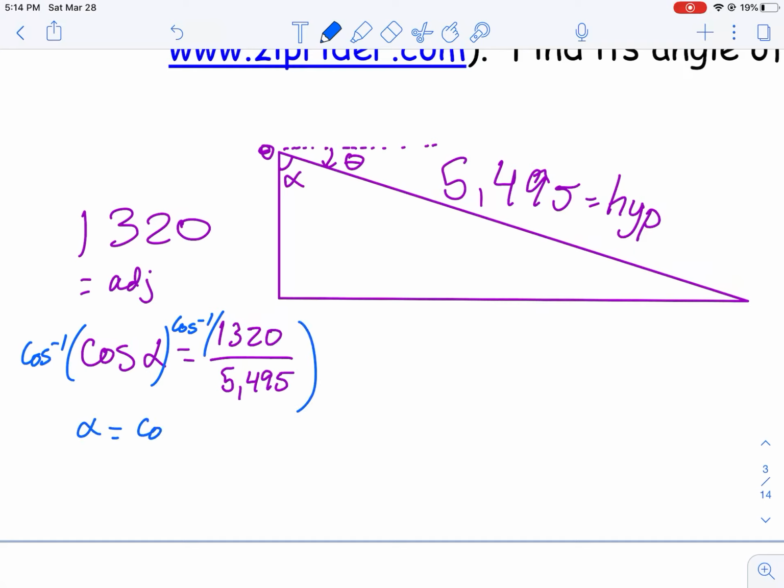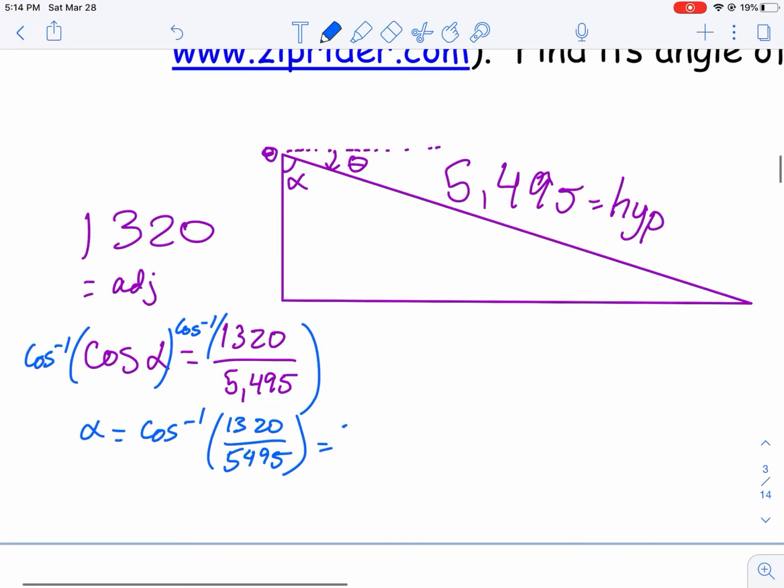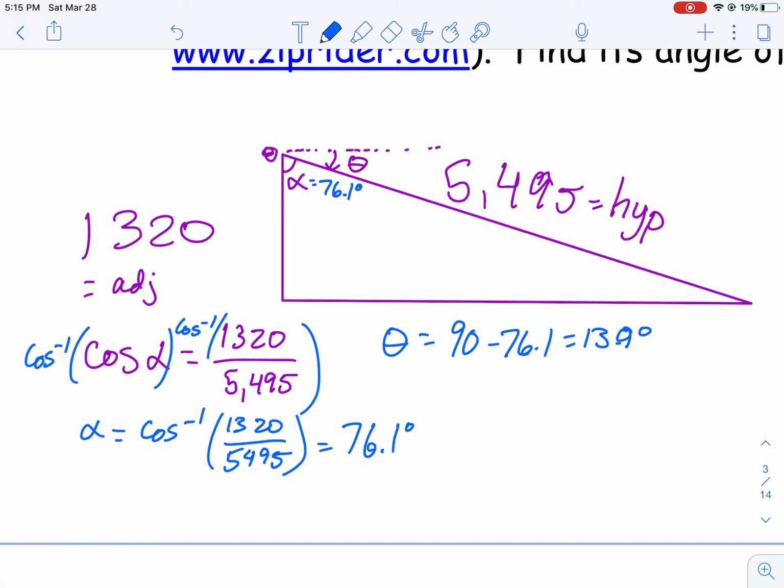So alpha then is the inverse cosine of 1320 over 5495. When we type that in the calculator, we get 76.1 degrees. So we know alpha, 76.1 degrees. To find theta then, we just got to take 90 degrees minus that, because this is a right angle here, and that gives us 13.9 degrees. So the angle of depression is 13.9 degrees.